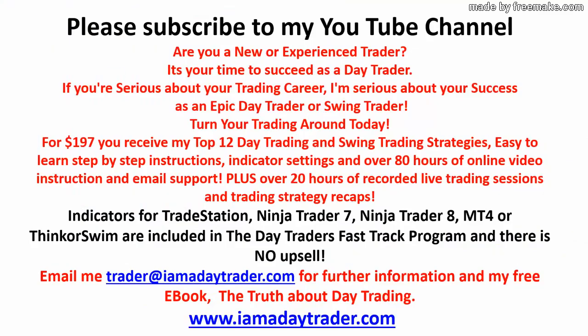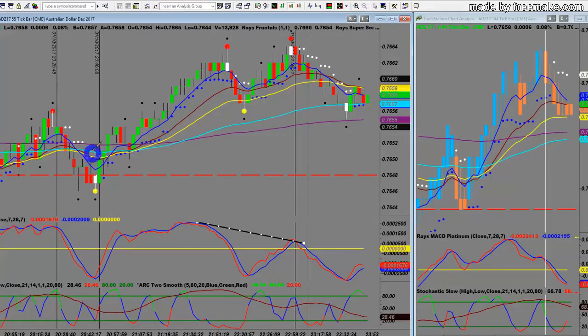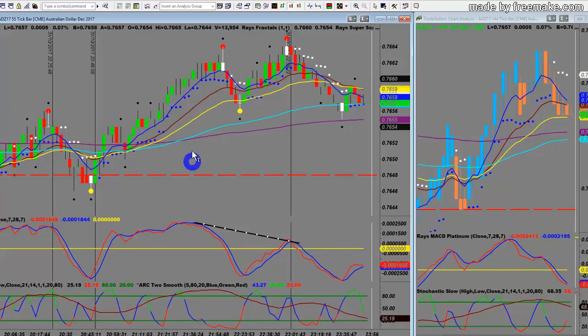So let's go and have a look at the chart. We'll start off with just a setup that I saw as I was preparing for this video today. What we're looking at here is the Australian dollar 55 tick chart. This is during the Globex session. I'm recording this at 2:53 p.m. in the afternoon, and this is during the Globex session, what we call the Asian session. We can see here that we've formed a new higher high.